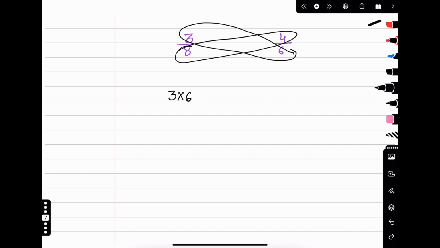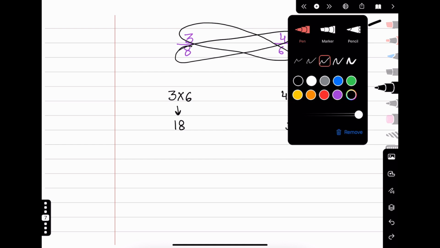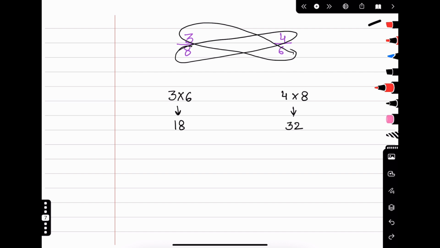Now we'll multiply crosswise. In one leg we had 3 into 6 and in the other leg we had 4 into 8. What is 3 into 6? 18. What is 4 into 8? 32. Correct. Now from these numbers, which of them is greater? Obviously, out of 18 and 32, 32 is greater. Correct? Hence, the right side one is greater. So, upar bhi will put the same sign. Hence, 4 by 6 is greater.